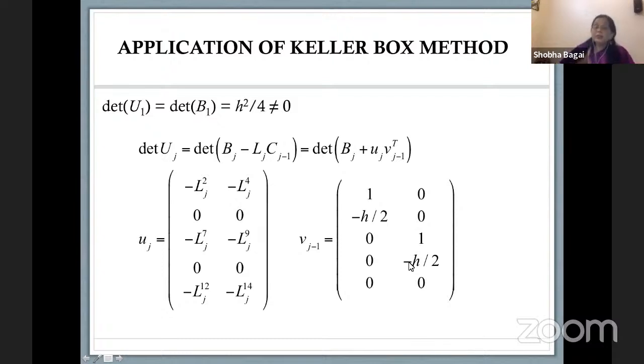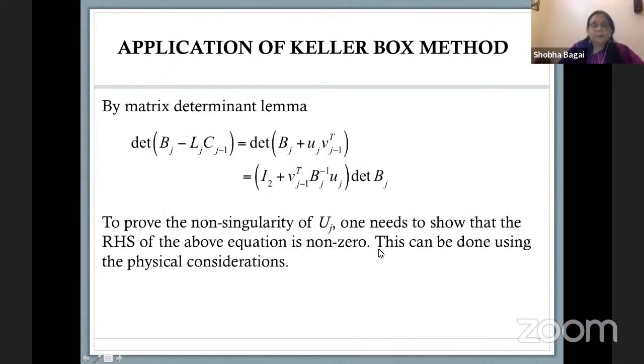Now, this is one difference when we start applying the Keller box method to a problem. If you recall, there was an arbitrary example I took in the last session. In the last session, my Uj and Vj minus 1 were basically column vectors. So when you had the multiplication of those two column vectors, what you got basically was a scalar quantity. But now this no longer remains a scalar quantity. You will have a matrix, in fact, of order 5 cross 5.